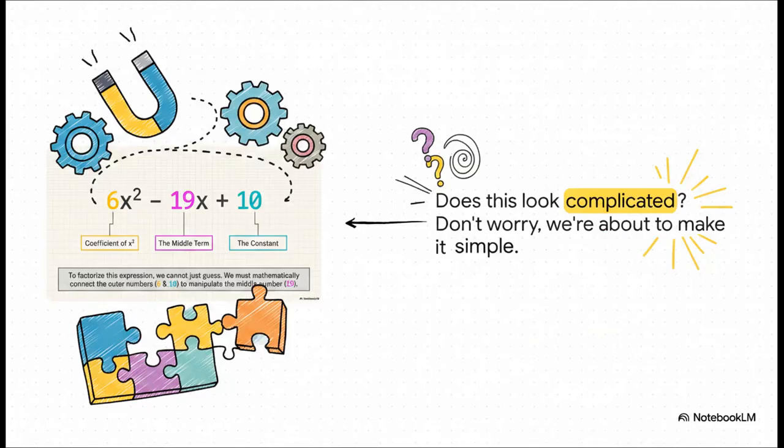Yeah, I know, an expression like this can look a little intimidating at first glance. You've got numbers all over the place. The number next to x squared, the one in the middle, the one at the end. But the key isn't to just guess your way through it. There's a solid method, a way to use those outside numbers, the 6 and the 10, to crack the code of that middle number, 19. Just think of it like a puzzle we're about to solve together.